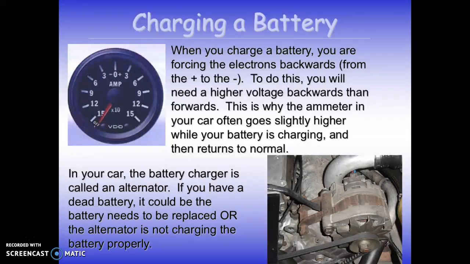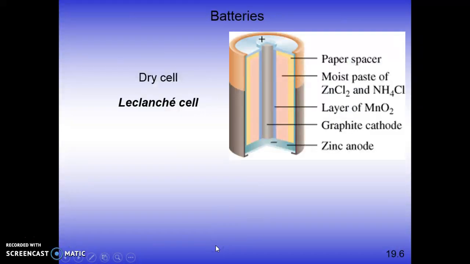And this is why something called an ammeter in your car often goes slightly higher while your battery's charging, and then returns to normal. In your car, the battery charger is called an alternator. If you have a dead battery, it could be that the battery needs to be replaced, or it just could be that the alternator is not actually charging your battery appropriately. So keep that in mind as you start driving further and further away from home on your own.